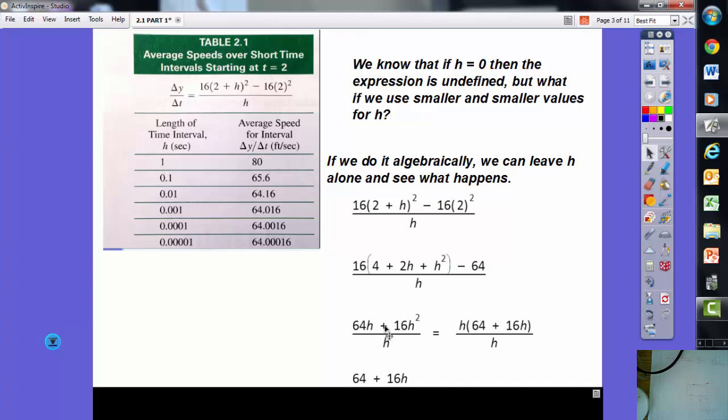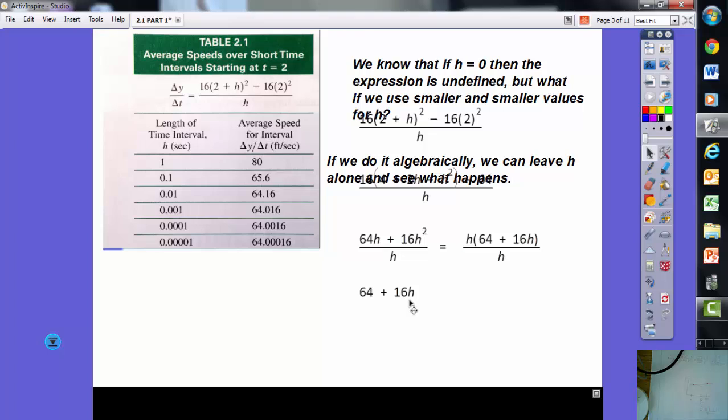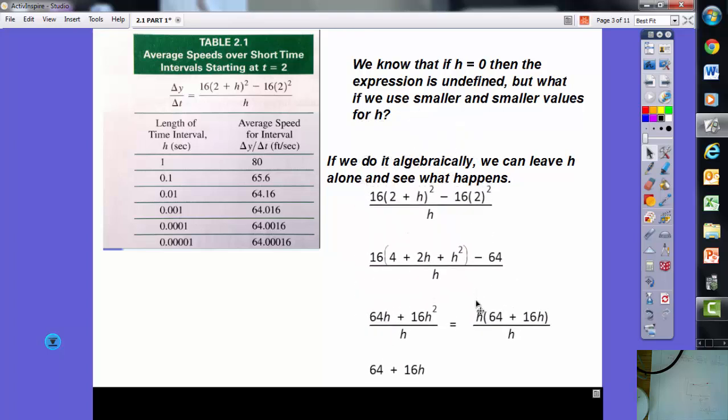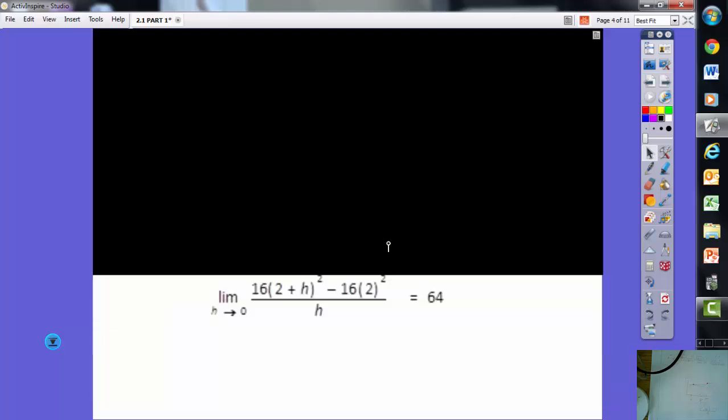So then distribute, combine like terms, do all your algebra, you end up with this expression, which has a GCF of h. So you take out the h, the h's cancel out, and you're left with this expression, 64 plus 16h, which when you plug in h being 0, you get the average, or the instantaneous rate of change is 64, just like it was here. So just to review, to do this algebraically, you use the formula, f of t plus h minus f of t all over h, do some algebra, get it so that h's cancel out, and then plug in 0 for h.